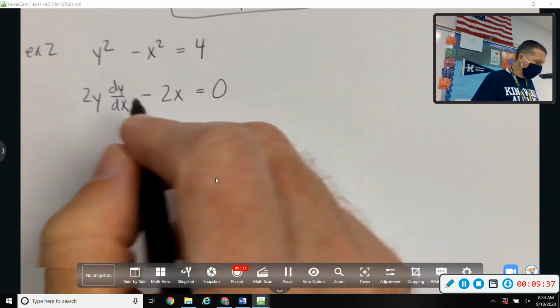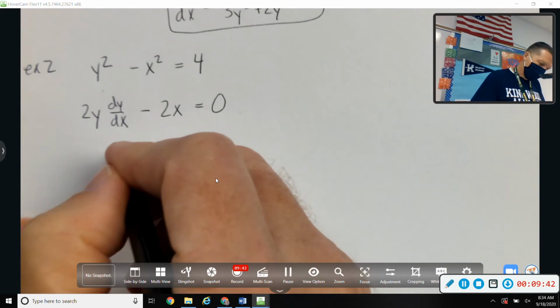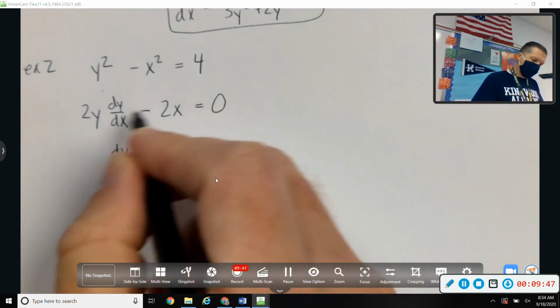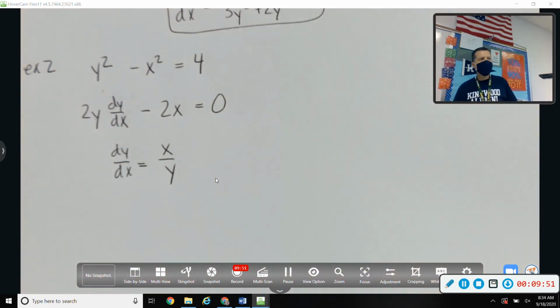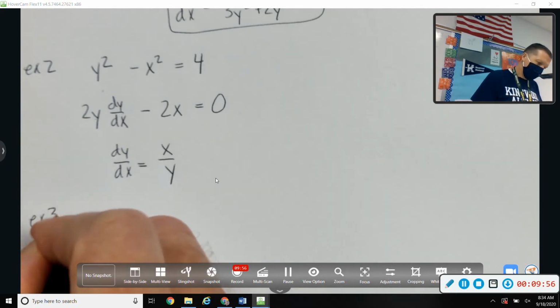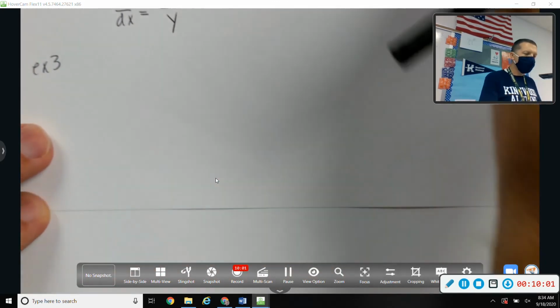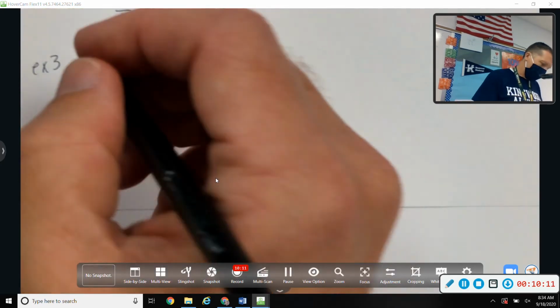Okay, so this one's a little bit easier on the algebra front. Add the 2x over, divide by 2y, and I get x over y. So there's really no new derivative rules today. It's mostly power rule, but there's some other rules thrown in there too. The main thing is the chain rule. Use the chain rule for derivatives of y.